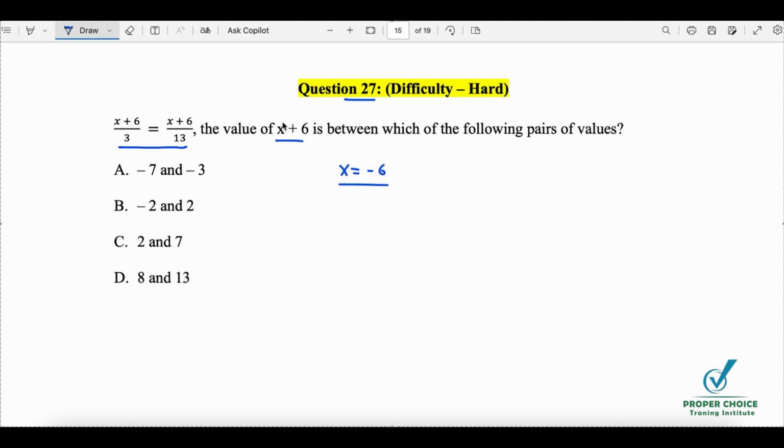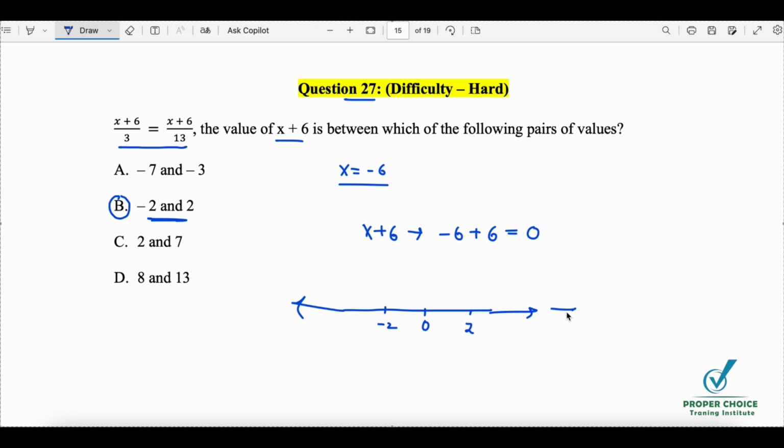Now the question asks what x plus 6 lies between. When I say x plus 6, which is negative 6 plus 6, it is equal to 0, and 0 lies between which two numbers? You can say that 0 lies between minus 2 and 2. If you represent it on the number line, here it is 0, here it is minus 2 and here it is plus 2. Minus 3 and minus 7 are on the left side of it, 2 and 7 are on the right side of it, and 8 and 13 are never right. So 0 lies between minus 2 and plus 2. That makes sense with option B.